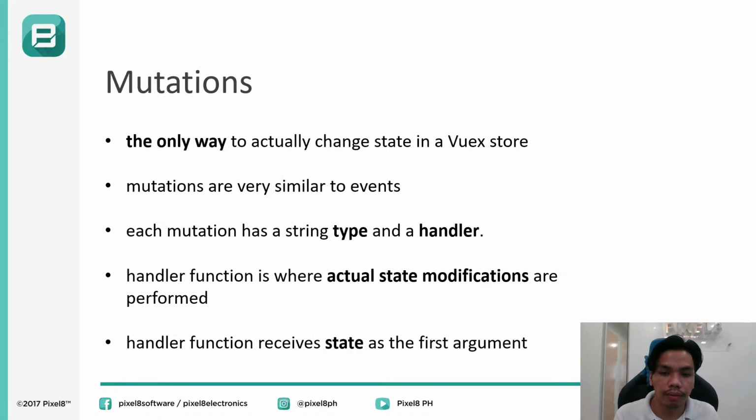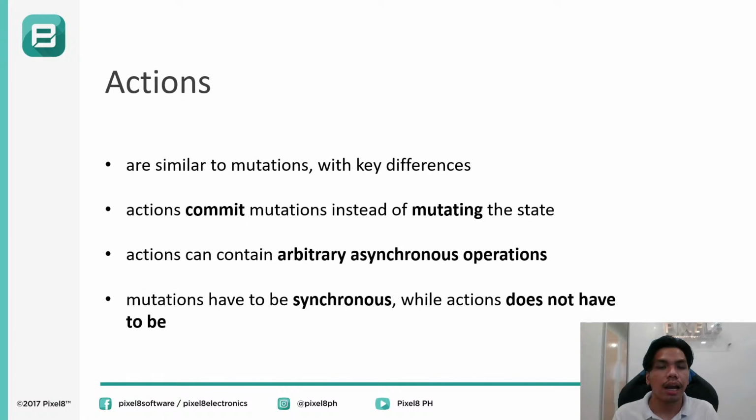Mutations are synchronous, and they are the only way to actually change state in a Vuex store. Actions, on the other hand, are asynchronous, and they commit mutations instead of mutating the state. To demonstrate why actions are like that, imagine you have 10 actions modifying a single state. What's going to happen if that is the case?